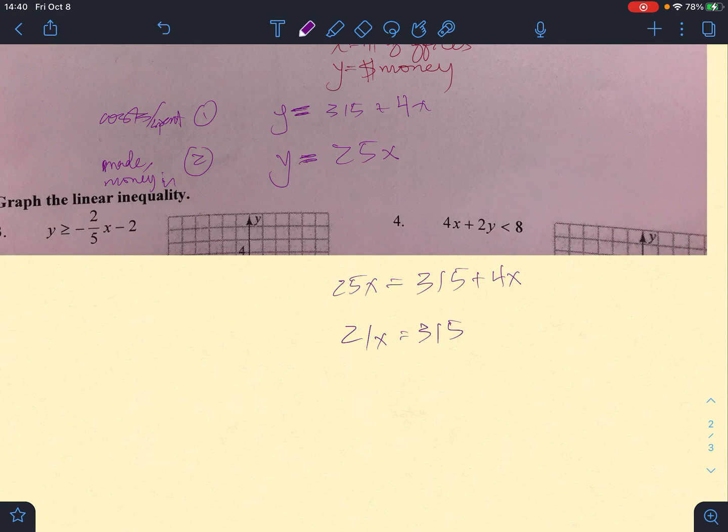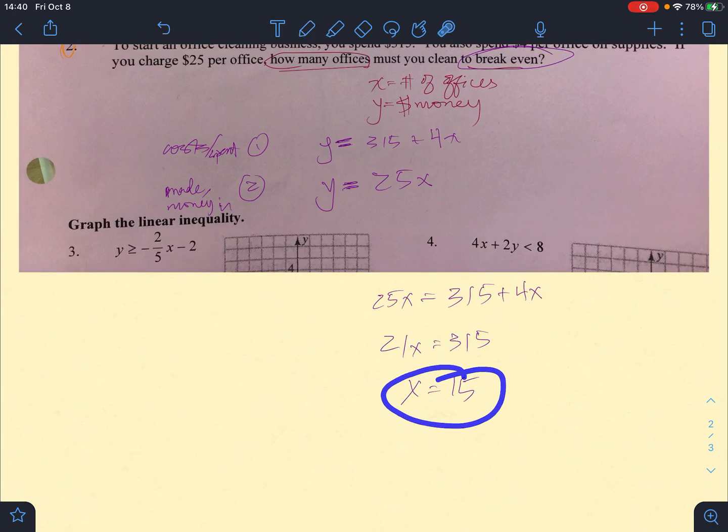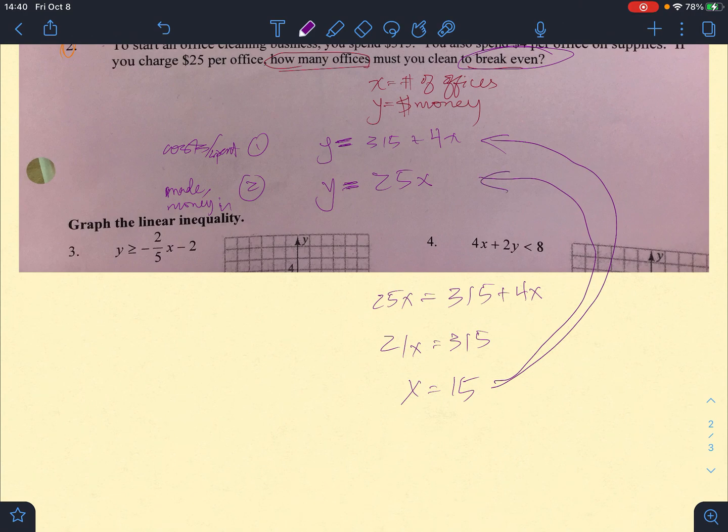315 divided by 21. I believe that's 15? I'm taking out a calculator. 315 over 21. Yep, it's 15. Okay, x equals 15. And what is x? X is the number of offices. To double check that, I can plug in 15 here, and I can plug in 15 here. Why would we do that? We can find the costs, and we can find the money we make, and it should be the same. I'm going to grab my calculator.